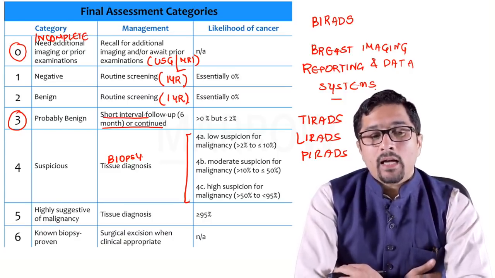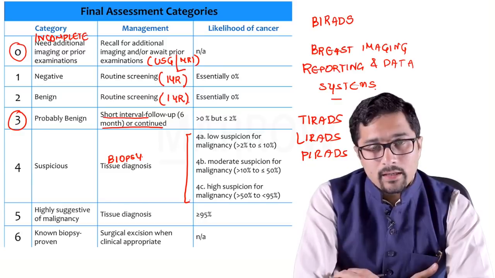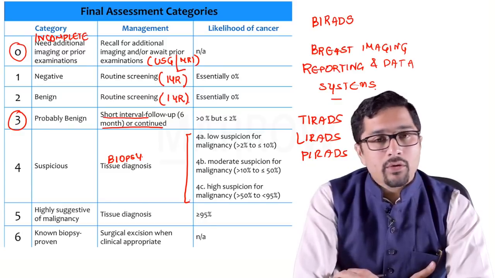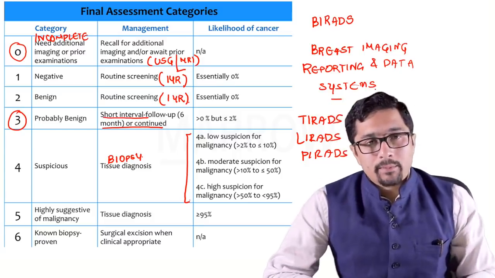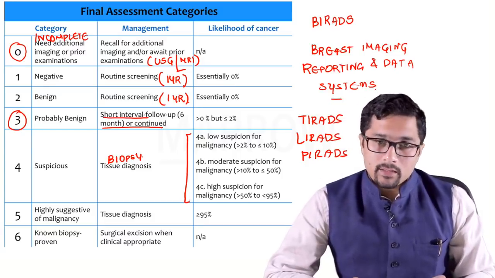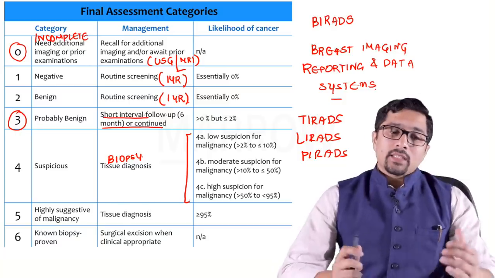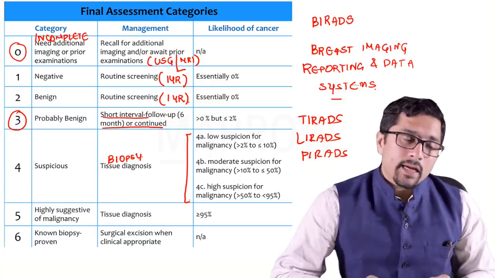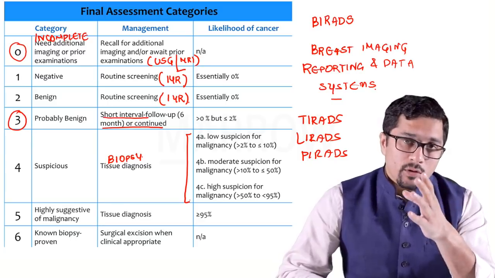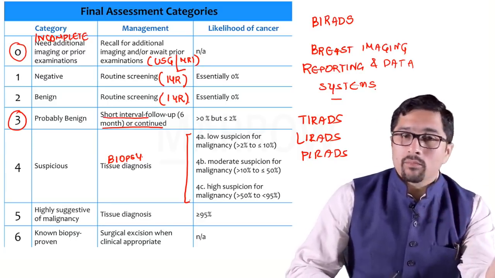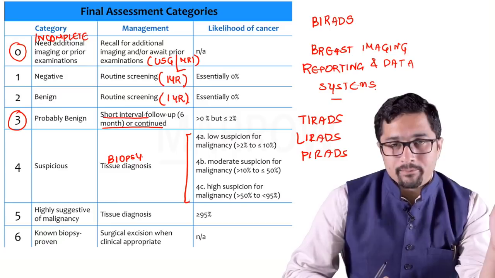BI-RADS 5 is highly suggestive of malignancy, and these patients also require a biopsy. And BI-RADS 6 is a biopsy-proven malignancy. Okay? So these are the BI-RADS categories, and I also want you to remember that BI-RADS is for mammogram and ultrasound both, not only for mammogram.